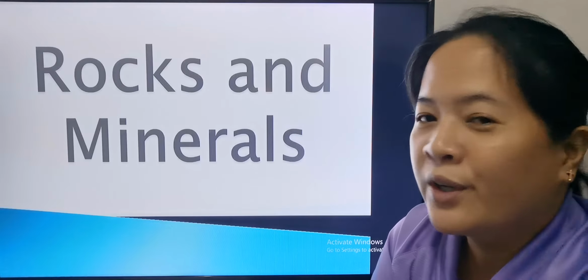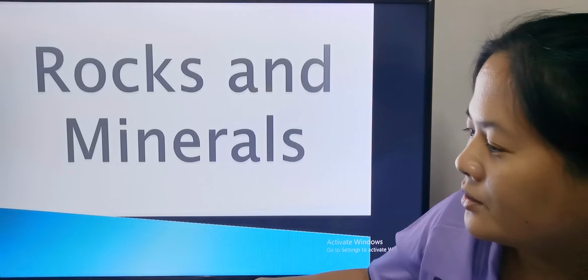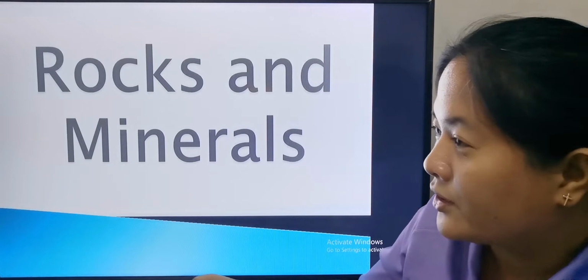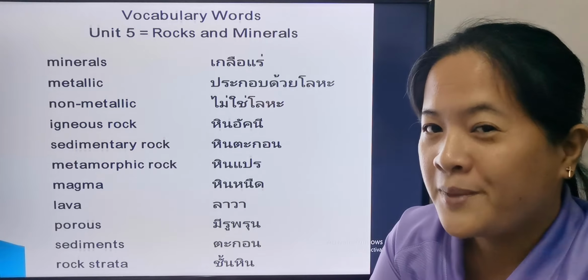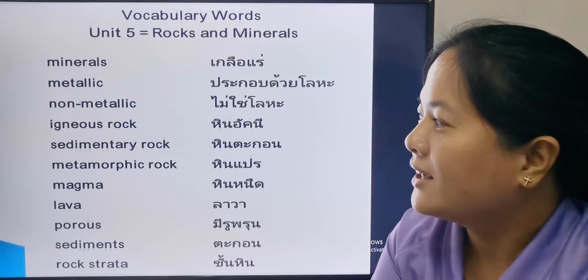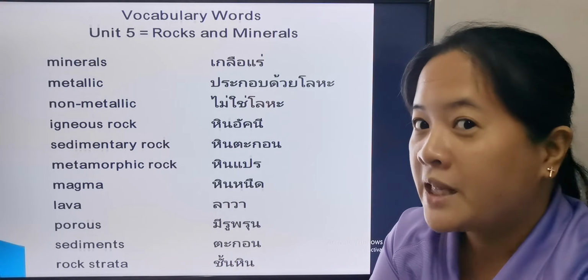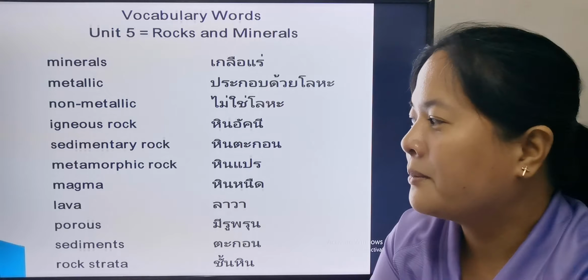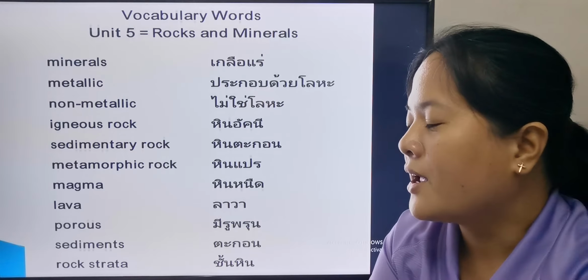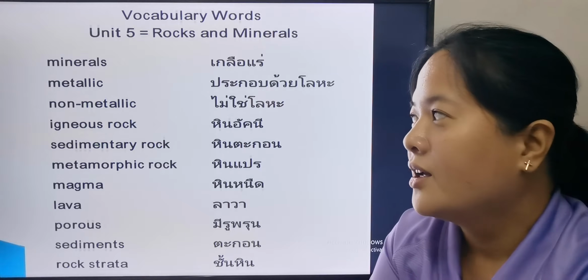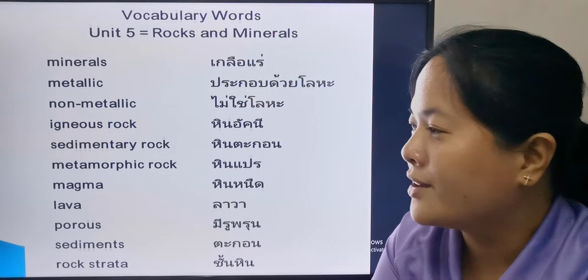So we're going to continue our lesson about rocks and minerals. As usual, we're going to review the vocabulary words. We have minerals, metallic, non-metallic, igneous rock, sedimentary rock, metamorphic rock, magma, lava, porous, sediments, and rock strata. I hope you're familiar with them by now. Review again, be familiar with these words.